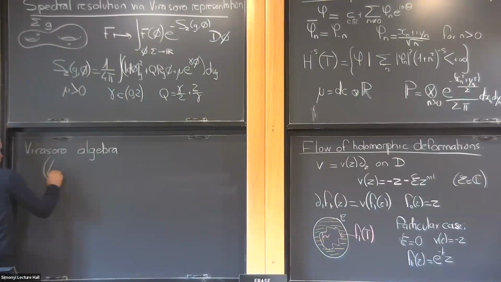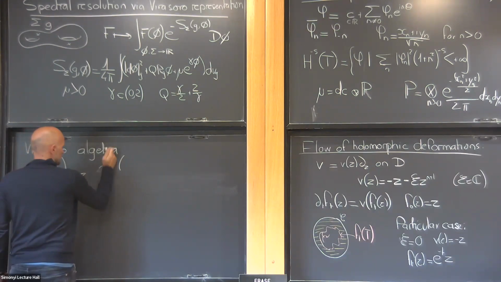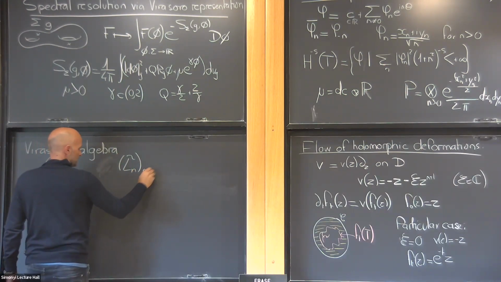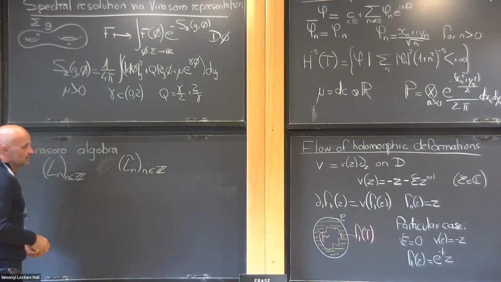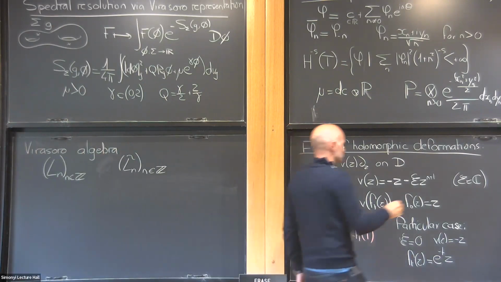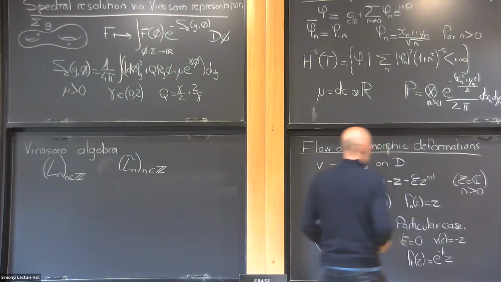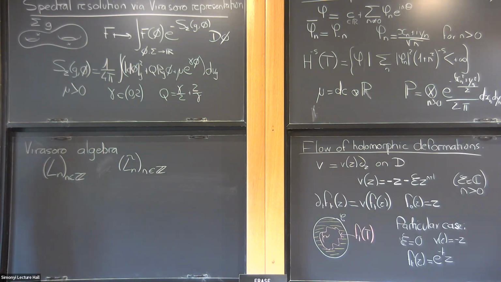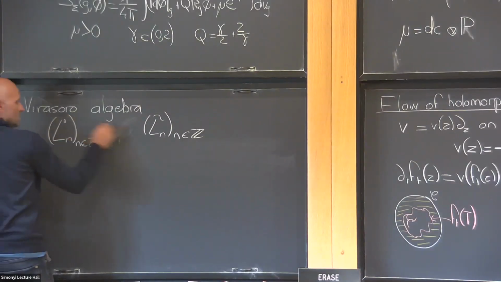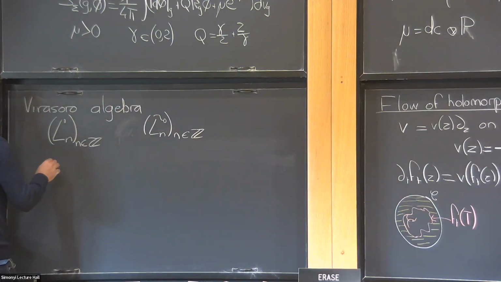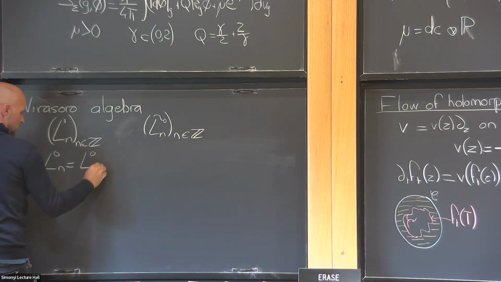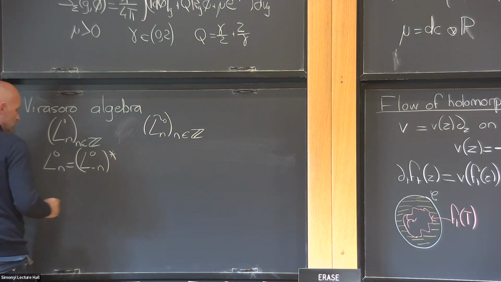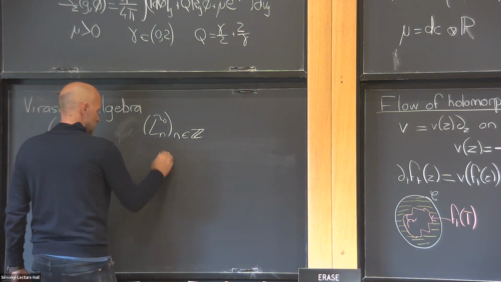You have two families, L_n and L_n tilde, indexed by Z. So for now, what I forgot to mention here is that n has to be positive. I only have positive modes. So here I haven't still defined what are the negative modes. The negative modes are just the adjoints. You take the adjoint with respect to the Gaussian measure.